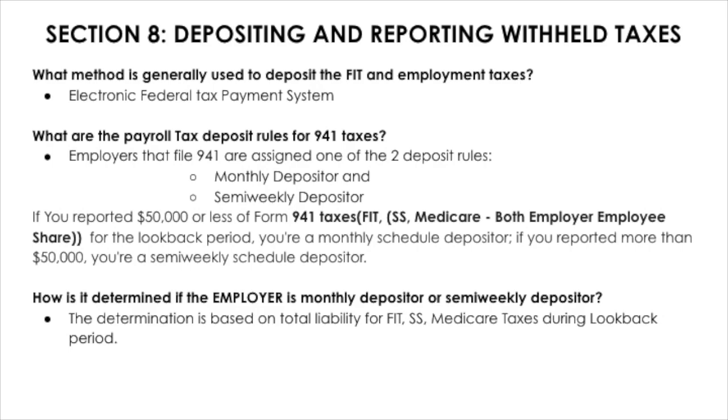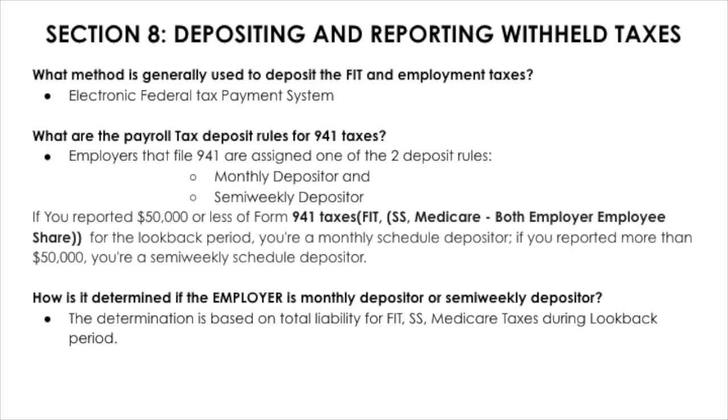What method is generally used to deposit the federal income tax and the employment taxes? Beginning with the payroll tax deposits based on wages paid after December 31, 2010, they may not be mailed because they must be made with the electronic fund transfer through the EFTPS. Federal tax deposit coupons and paper checks are no longer acceptable as a method of deposit.